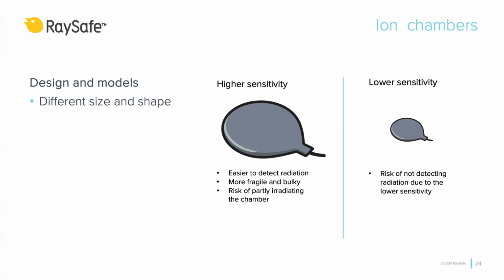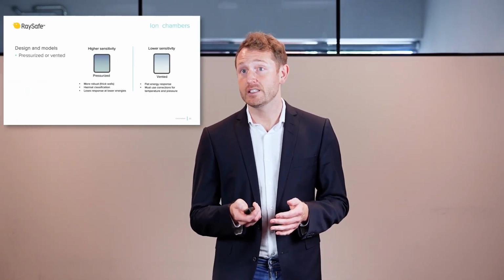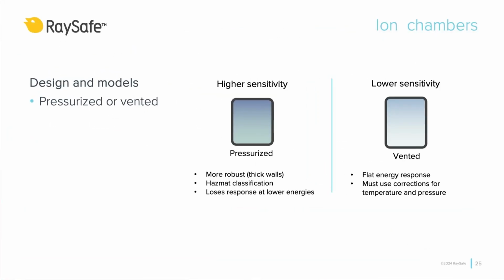This makes the meter more bulky and potentially more fragile. There's also a risk that the chamber only gets partly irradiated and therefore underestimates the dose. Another way to change sensitivity is to squeeze in more air in the same volume. This can be done by pressurizing the chamber. Again, more gas equals more ion-electron pairs and a stronger current.